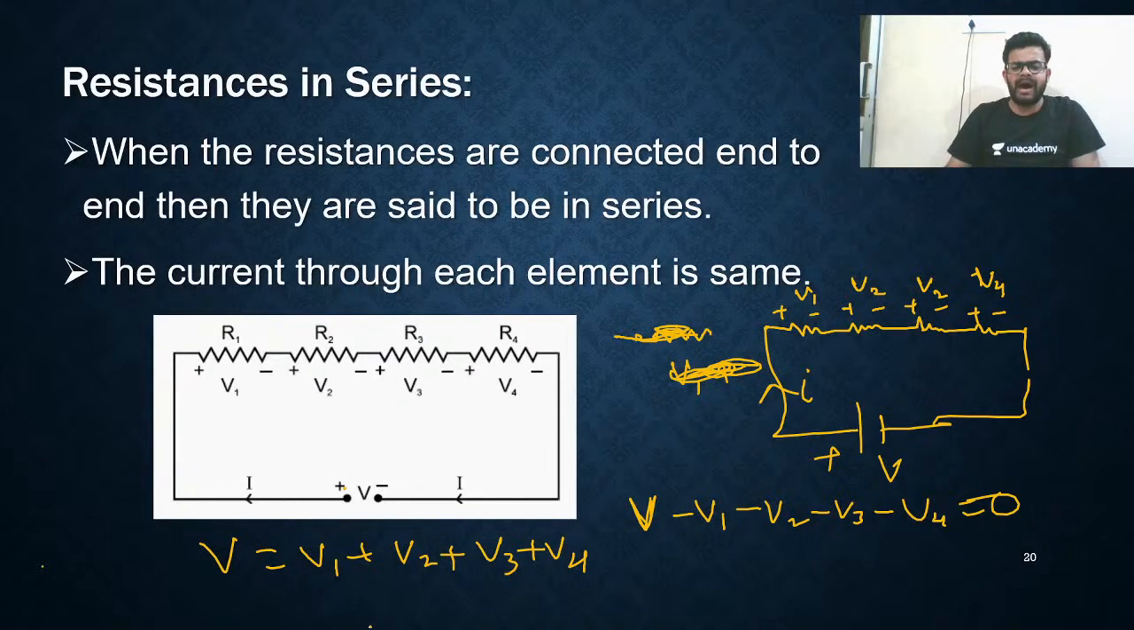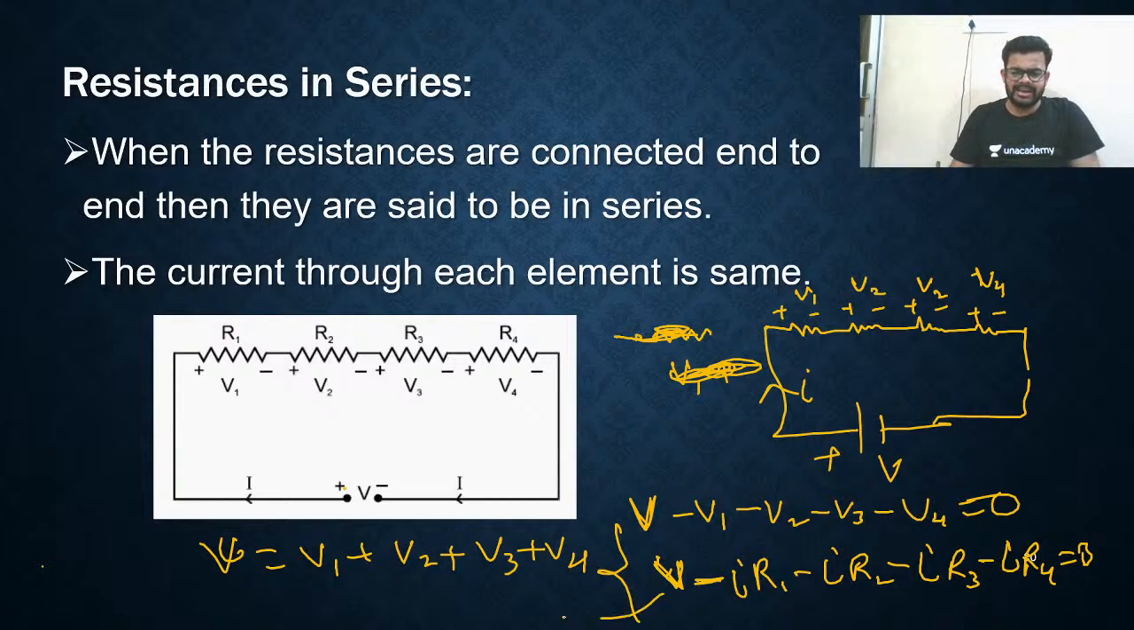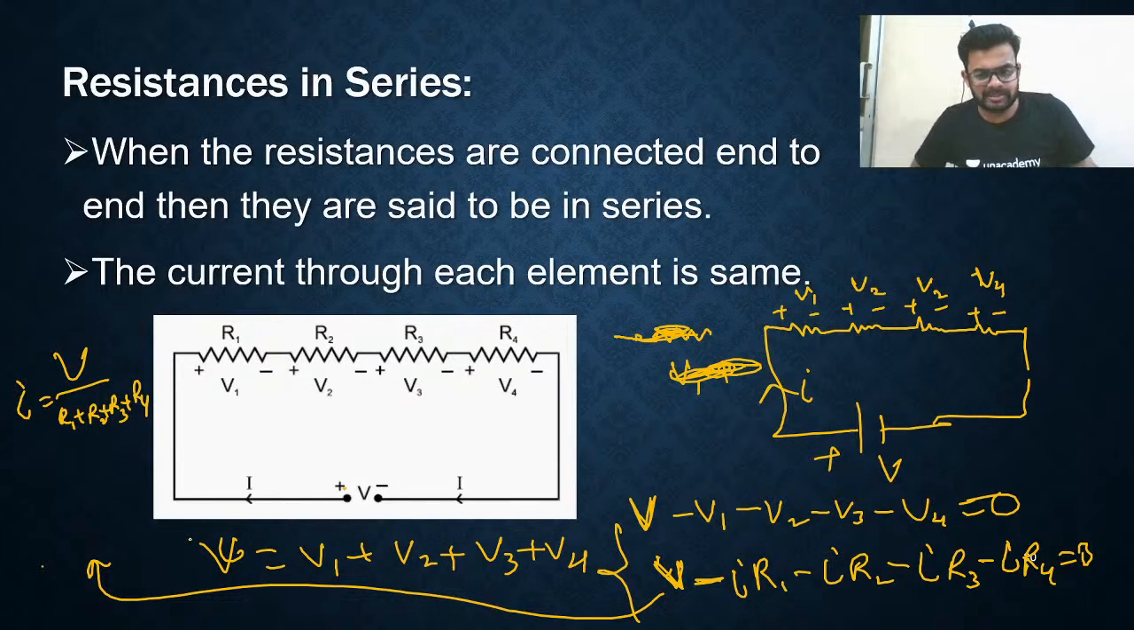Remember that. Now the next thing, using Kirchhoff's voltage law, the loop law, what can we write? V minus I into R1 minus I into R2 minus I into R3 minus I into R4 is equal to 0. Can I write it like this? So finally, I is equal to V upon R1 plus R2 plus R3 plus R4. I am erasing this all, my dear.